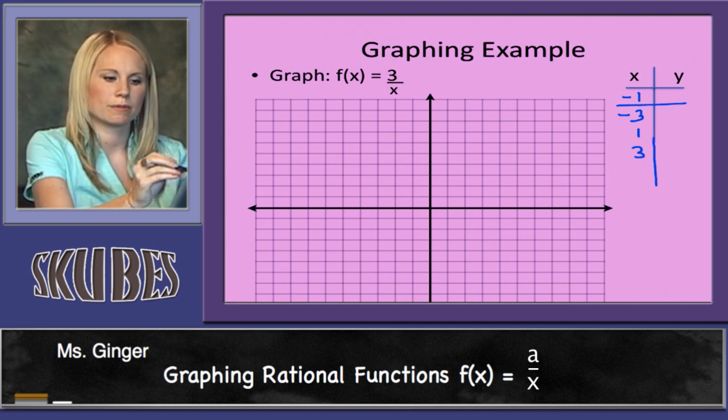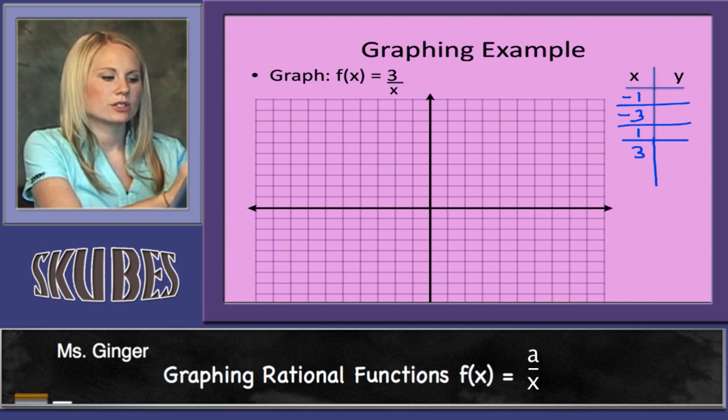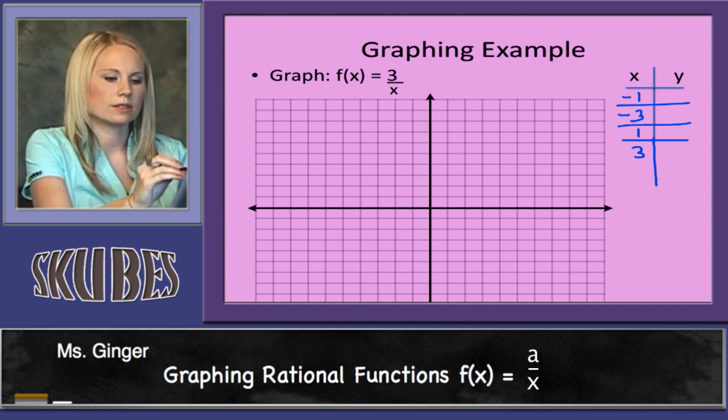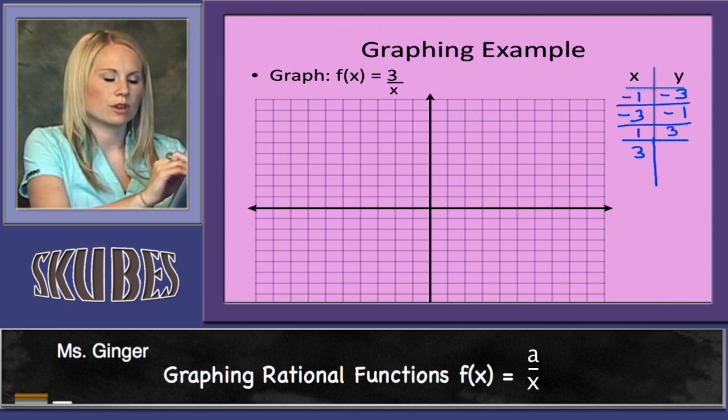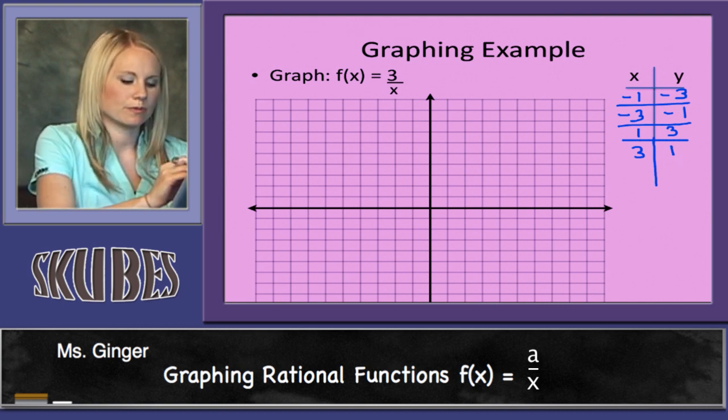Let me draw the chart a little bit. Alright, so we're going to plug these in down here for the denominator x. So 3 over -1 is going to give us -3. 3 over -3 will be -1. 3 over 1 just gives us itself of 3, and then 3 over 3 gives us 1. So nice, easy whole numbers to go graph.